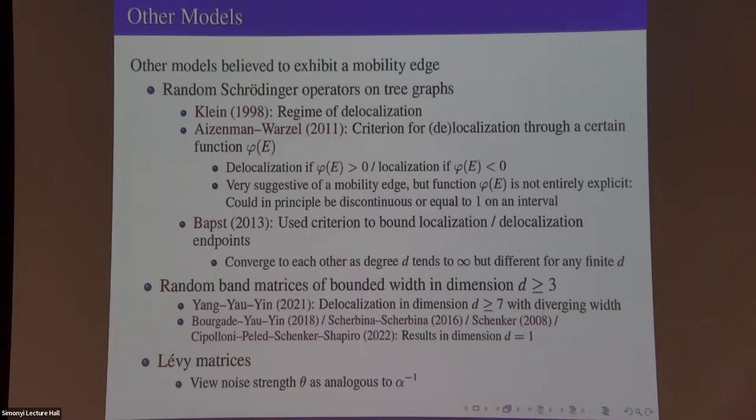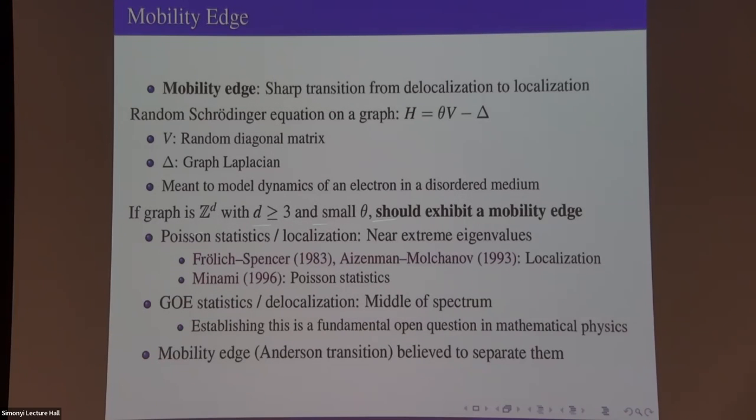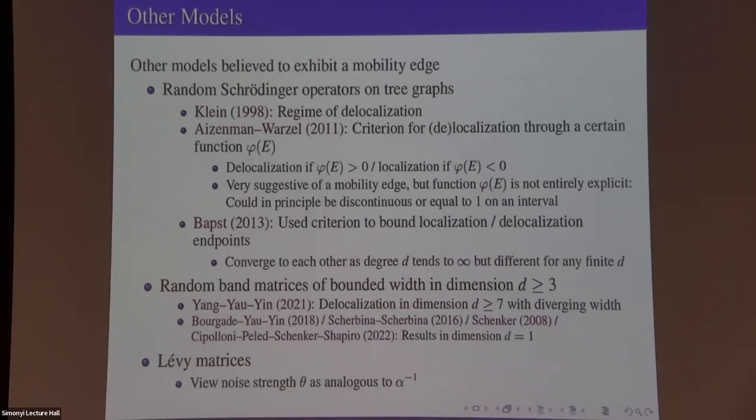Okay, so there are other models though. I mean, this is the random Schrödinger operator on the lattice. This is one model. There are a number of other models in which you should have a mobility edge. So one is the random Schrödinger operator on a tree graph. So here, you also have kind of the localization, the Poisson statistics and localization have been well understood. Concerning the localization, the delocalization end more is known.